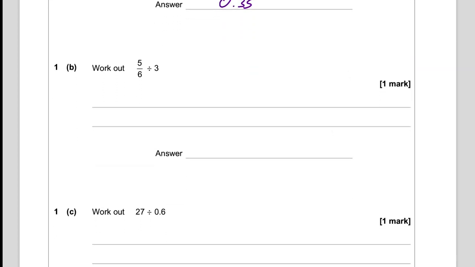Right, part B. Work out 5/6 divided by 3. If I'm dividing by 3, I'm going to view it as 3 over 1, and then change it to 5/6 multiplied by the reciprocal. Dividing by a fraction is the same as multiplying by the reciprocal, and then this is a lot more straightforward. So 5/6 times 1/3 would just be 5 over 18.